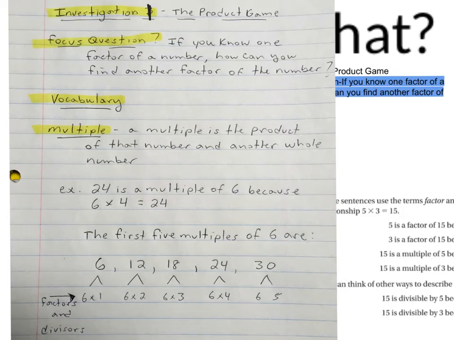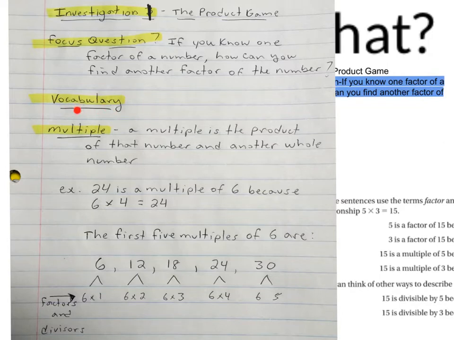So the notes for this lesson 1.3, let's start with the focus question. The focus question to be thinking about as we go through this product game lesson is, if you know one factor of a number, how can you find another factor of the number? So if you know one factor, how can you go about finding another factor?